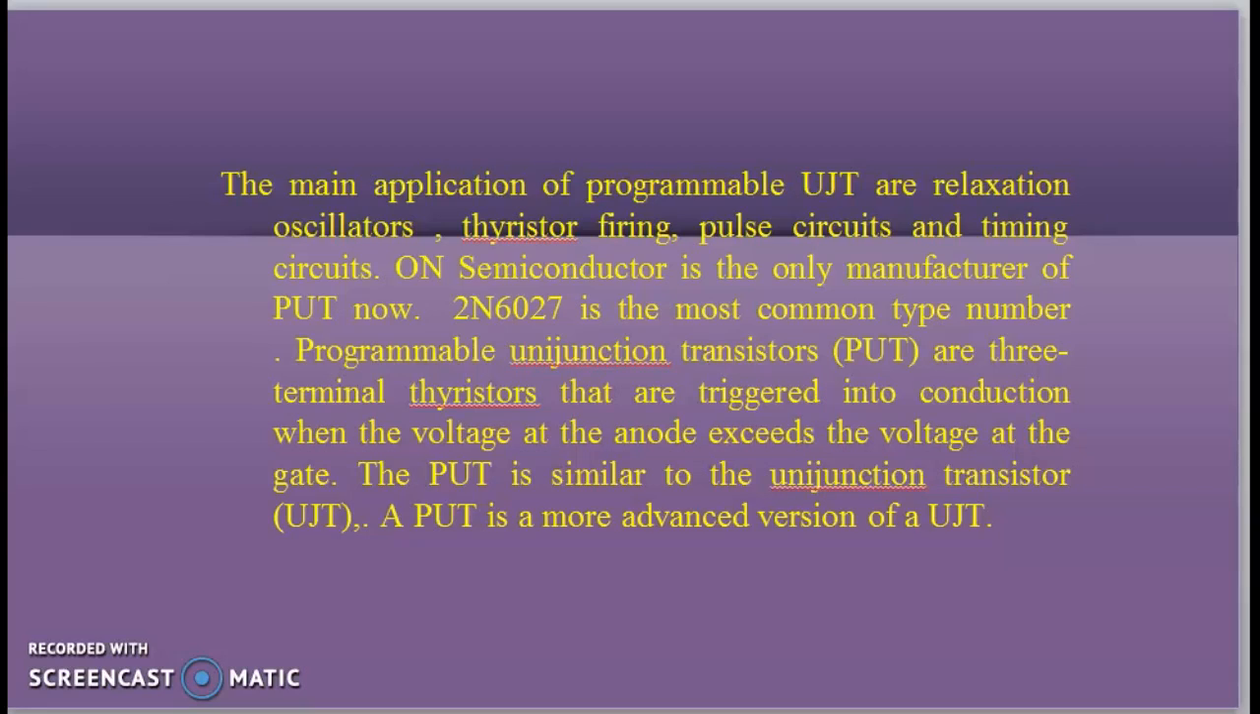Now, what is intrinsic standoff ratio? We have seen in UJT there are 2 resistances of the base terminals, RB1 and RB2. So, the intrinsic standoff ratio is the ratio of RB1 upon RB1 plus RB2. Its value is generally in the range of 0.4 to 0.8. The main applications of PUT are relaxation oscillators, thyristor firing, pulse circuits and timing circuits.